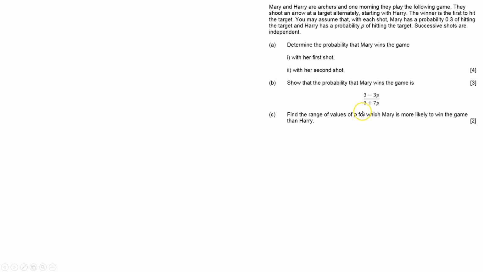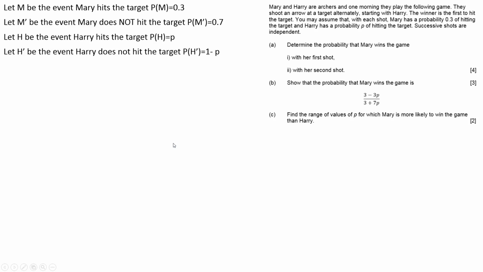So let's return to the question and have a look at the probability that Mary wins the game on her first shot. First, we define our events. Let M be the event that Mary hits, so the probability of M is 0.3, and she misses with a probability of 0.7. H is the event that Harry hits, that's p, and therefore H dash, the probability he does not hit, is 1 minus p.